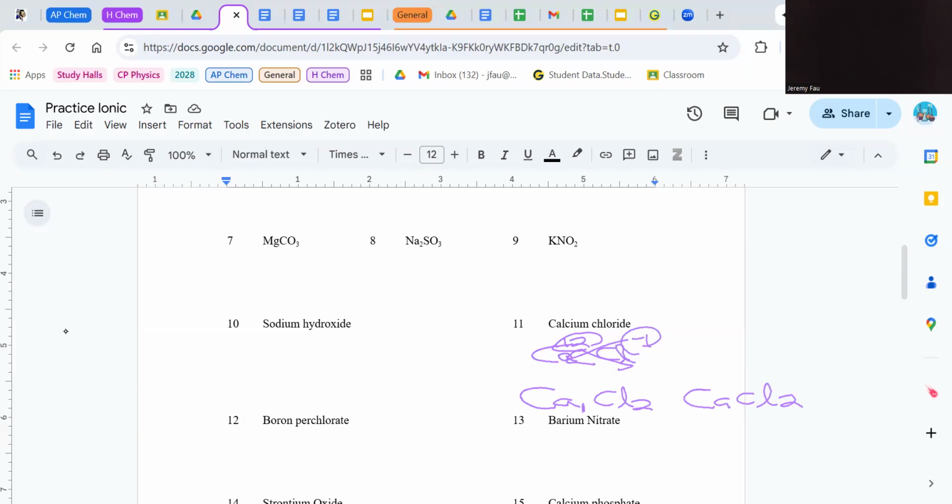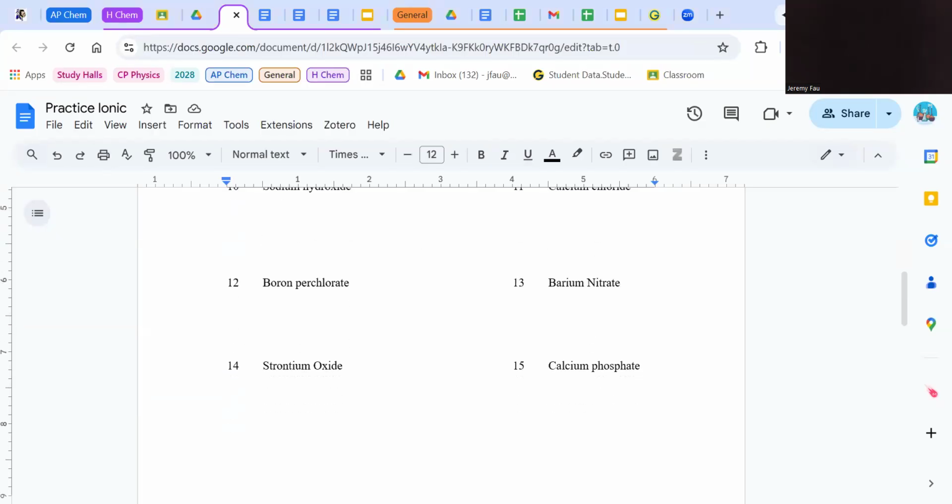Let's look at another one. Let's look down at 14. In 14, we have strontium, so that's the symbol Sr, and oxide is the symbol O for oxygen. Their charges are +2 and -2 respectively. Because the charges are the same, they will cancel each other out. We can just write SrO.